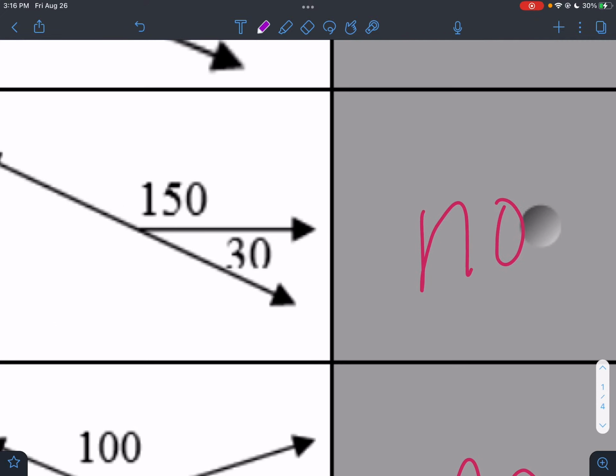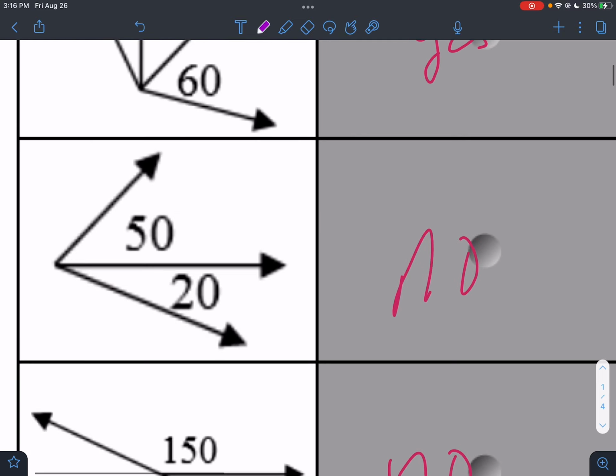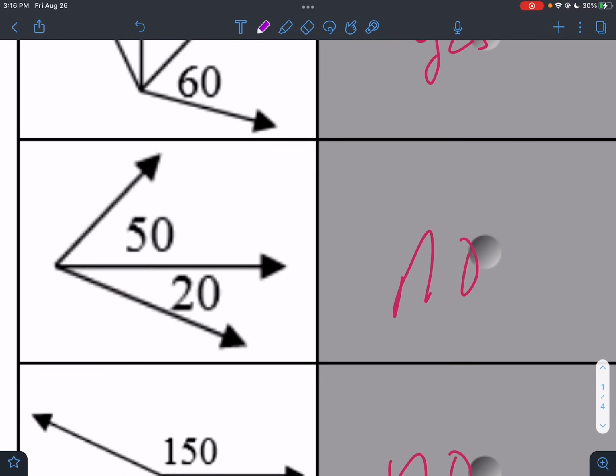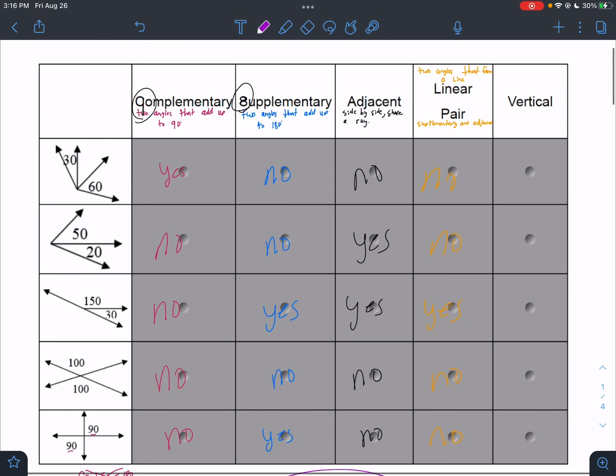So it can happen, right? Can I have adjacent angles be a linear pair? Yes, I can. Can I have adjacent angles that are not a linear pair? Look at this one. Those are not a linear pair, but they're adjacent. So that would be sometimes. Sometimes adjacent angles are linear pairs.